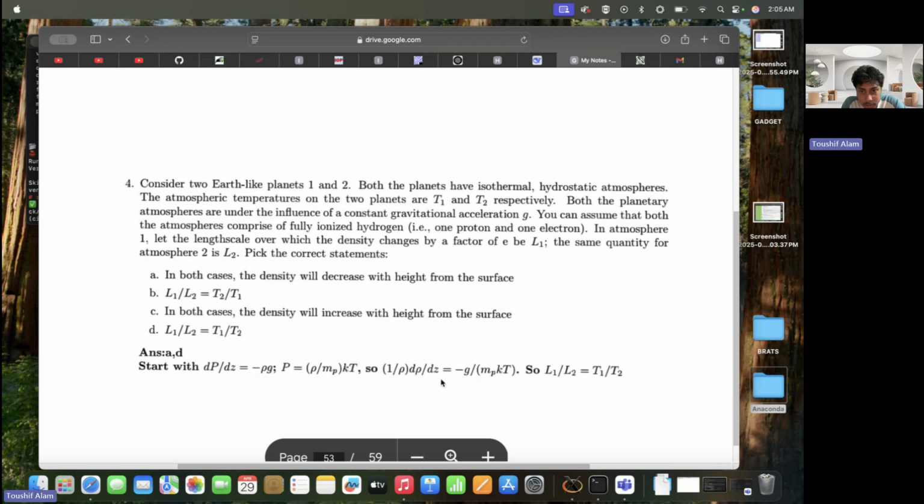So here you can see that the 1 by z and here 1 by t. So obviously L is proportional to t. So L1 by L2 is T1 by T2. So option D is correct.